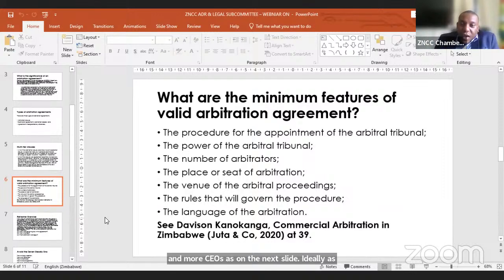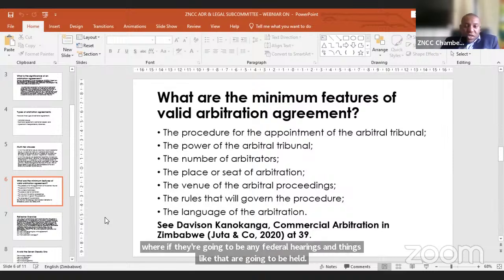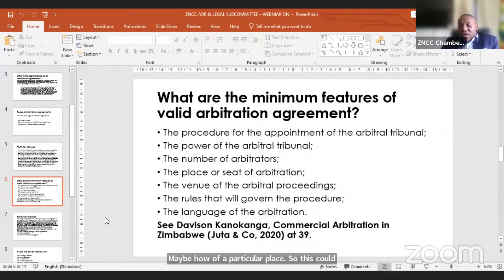Ideally as well, an arbitration agreement should specify the venue of the proceedings. So for parties that are in Harare or in Zimbabwe, they could provide the venue, the place where any oral hearings and things like that are going to be held. So this could be in Vic Falls, Nyanga, Harare, Bulawayo, you name it. So the parties can identify the venue.